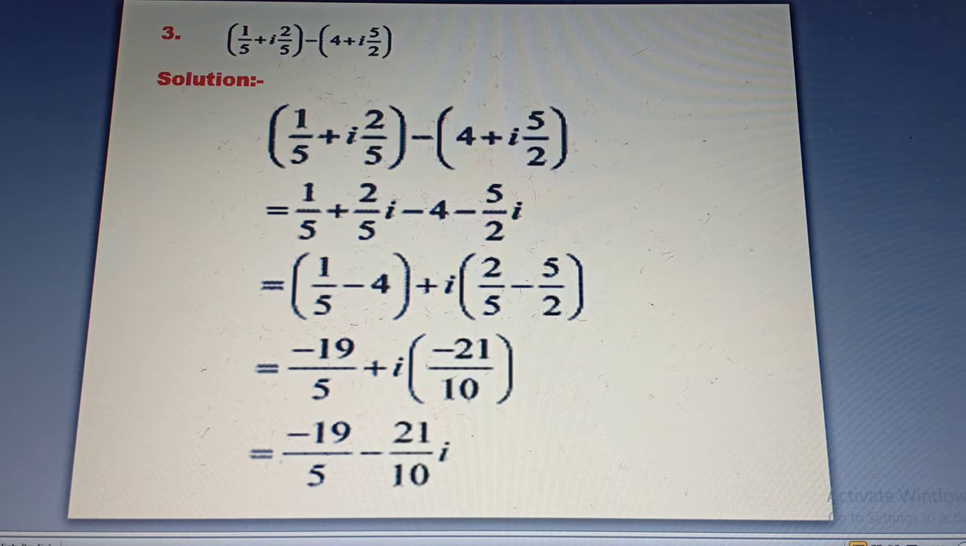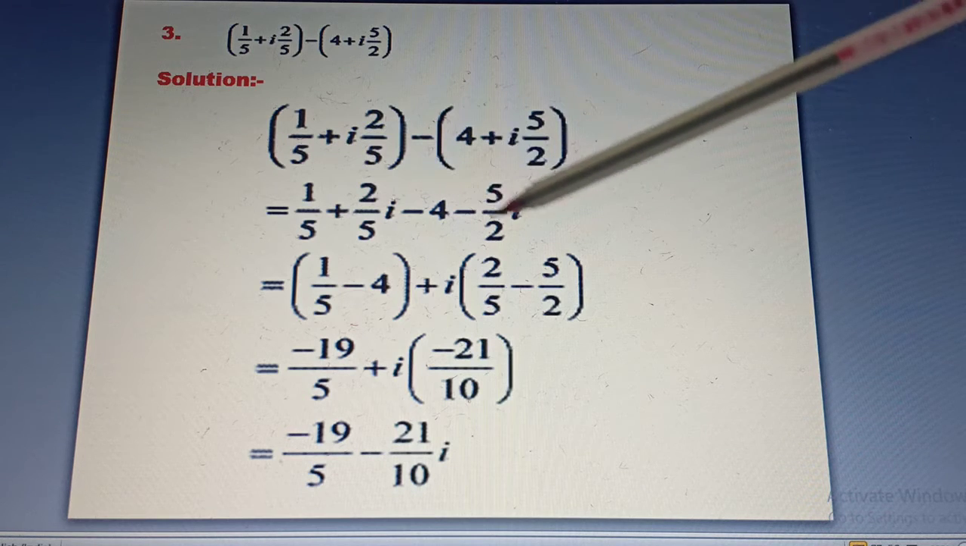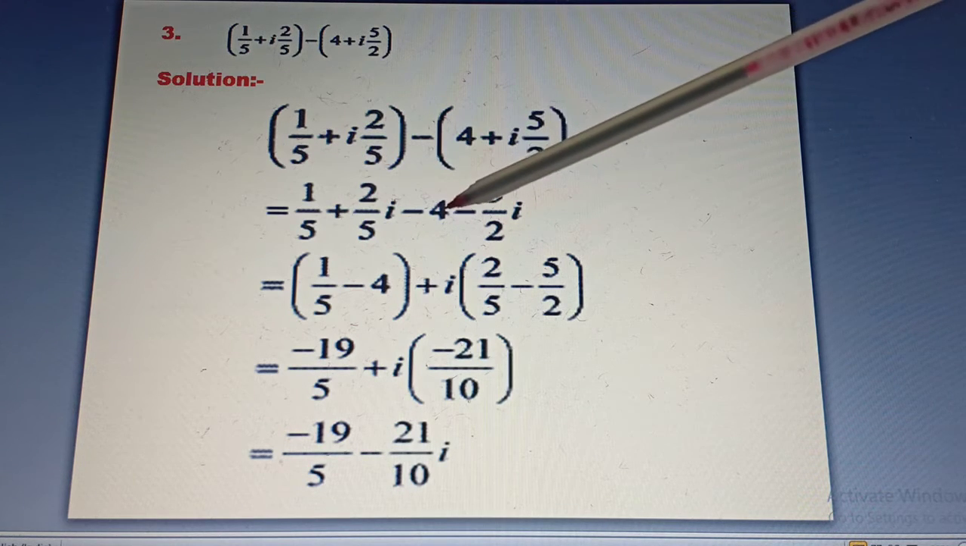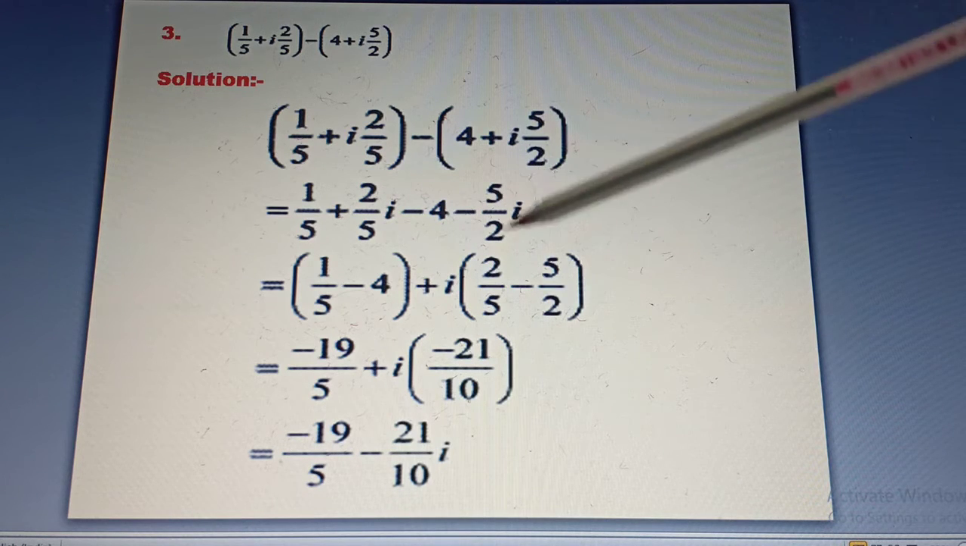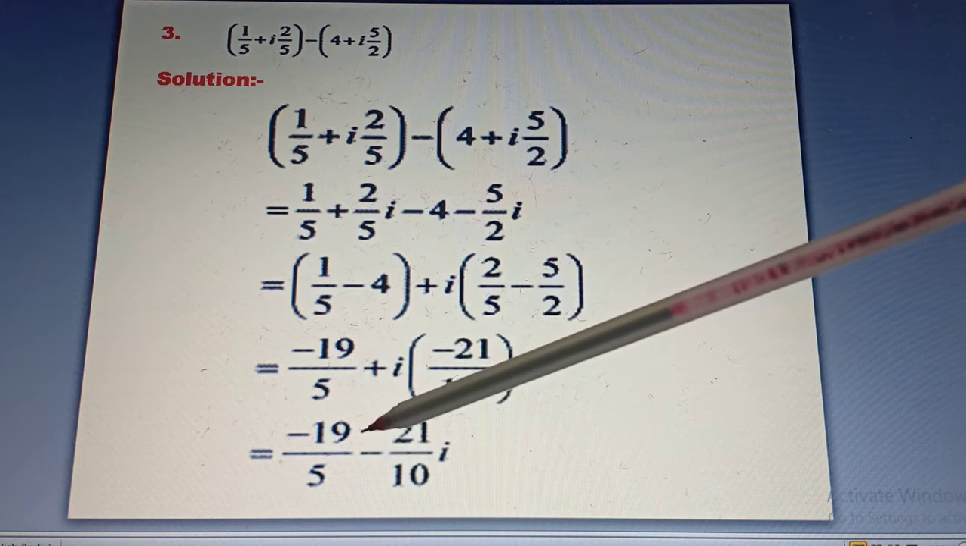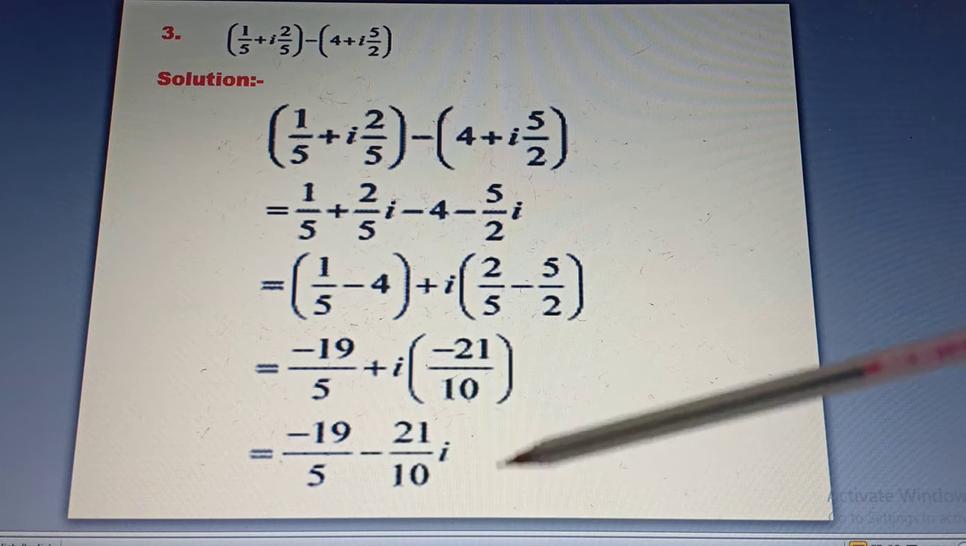The next question is 1 by 5 plus i into 2 by 5 minus 4 plus i into 5 by 2. First we have to remove the bracket: 1 by 5 plus i into 2 by 5 minus 4 plus i into minus 5 by 2. Now we arrange the real part: 1 by 5 minus 4 in one bracket, and taking i common, 2 by 5 minus 5 by 2. After simplification we get the answer: minus 19 by 5 minus 21 by 10i.